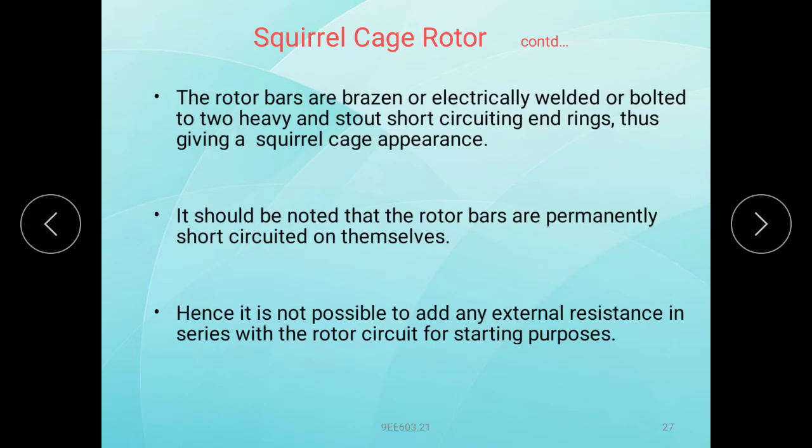The rotor bars on both ends are electrically welded or bolted to heavy end rings, short-circuiting them, thus giving a squirrel cage appearance. It should be noted that the rotor bars are permanently short-circuited on themselves. Hence, it is not possible to add any external resistance in series with the rotor circuit for starting purposes.